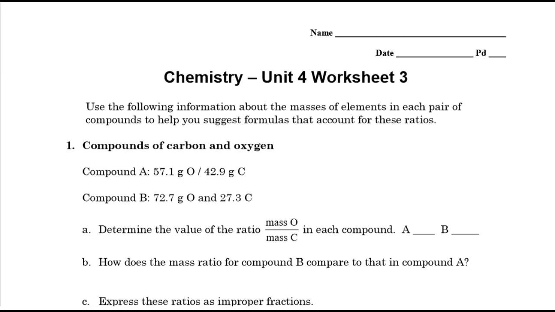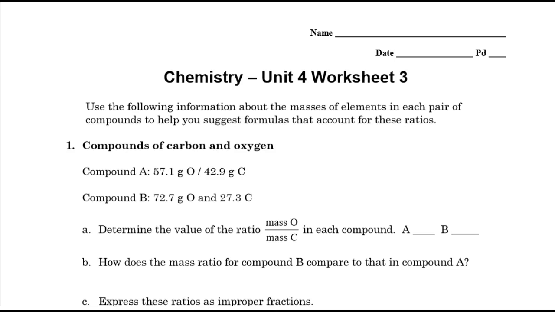This is really the last new activity we're going to be doing prior to the big quiz on Monday, and it covers the last learning target, which involves using percent composition and ratios of masses to figure out the formulas of compounds. So we're going to go through the first example together, which involves compounds of carbon and oxygen. And we're told in the instructions, use the following information about the masses of each element in each pair of compounds to help you suggest formulas that account for these ratios.